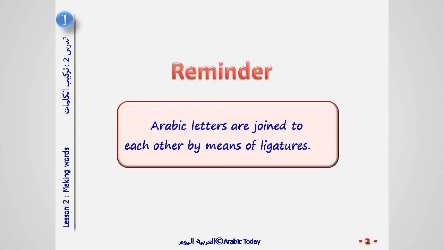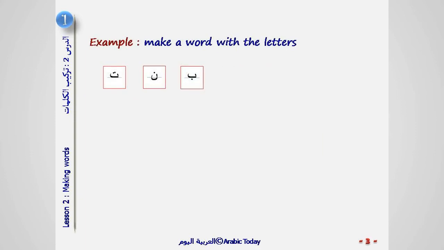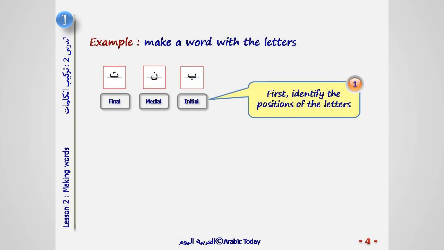Remember that Arabic letters are joined to each other by means of ligatures. Let's take an example and make a word with the letters ba, noon, ta. First, we must identify the positions of the letters.